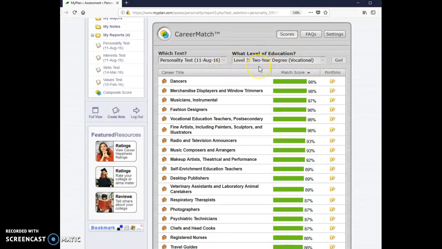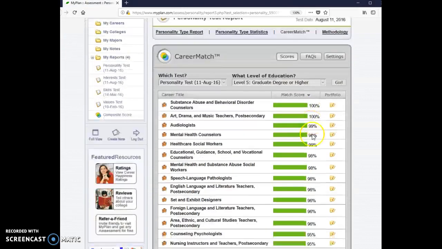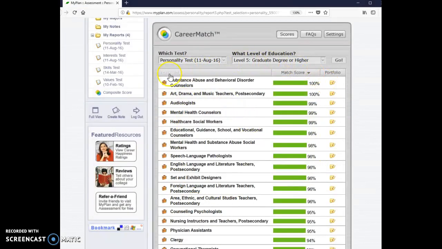Let's take a minute and look at if I had stopped at a 2-year degree, these might be possible careers that I might enjoy. If I click up to graduate degree and click go, you can see that they change dramatically. You are to go through the career match for your personality assessment, but then you are to go back to all of your assessments and take a look at the career match for those. Be careful to make sure that you have the level of education set correctly on each of the assessments. If you need to change it, remember to click go.